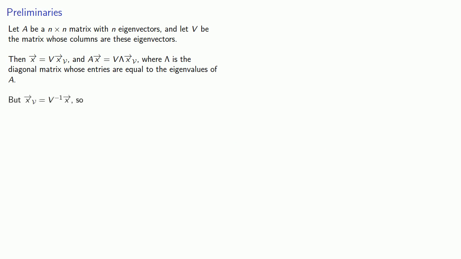But the coordinates of x with respect to V are the same as the inverse of V acting on our vector x, and so that gives us A acting on x is the same as V lambda V inverse acting on x. But if they do the same things to x, it follows that the matrix A and the matrix V lambda V inverse must be the same matrix.